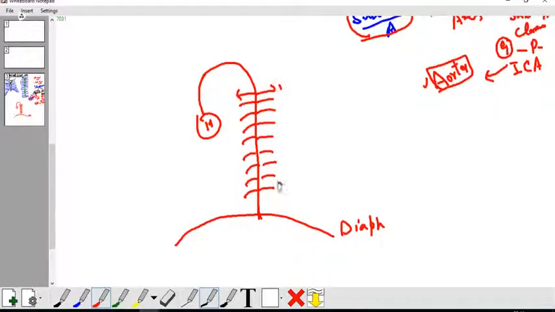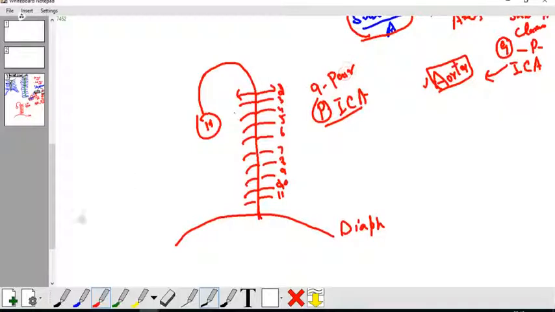These 1 to 9 actually start from the second space: second, third, fourth, fifth, sixth, seventh, eighth, ninth, tenth, and eleventh, the last one. These are the 9 posterior intercostal arteries, 9 pairs on both sides.